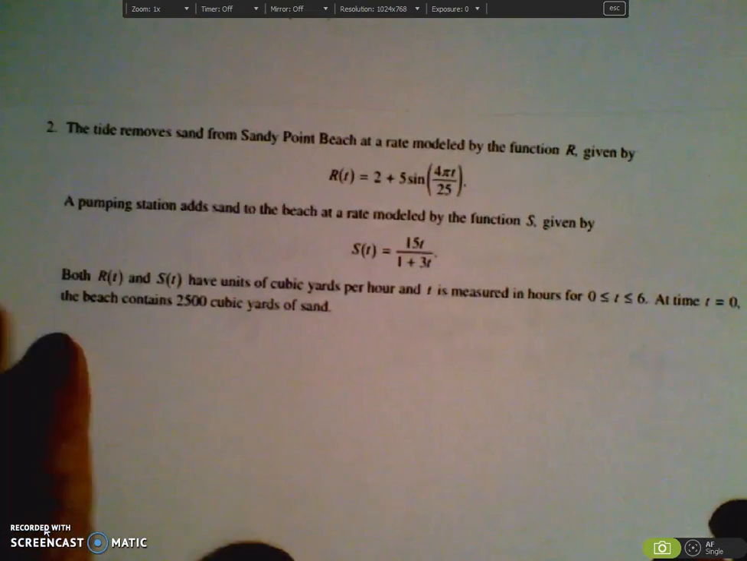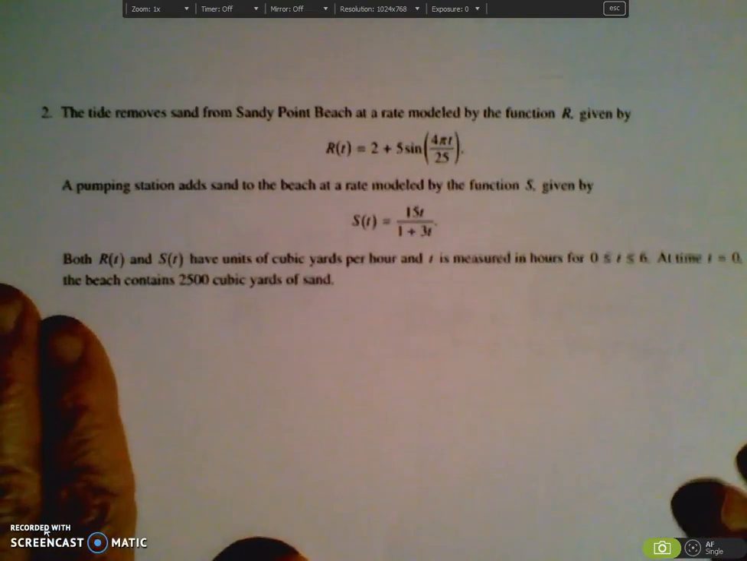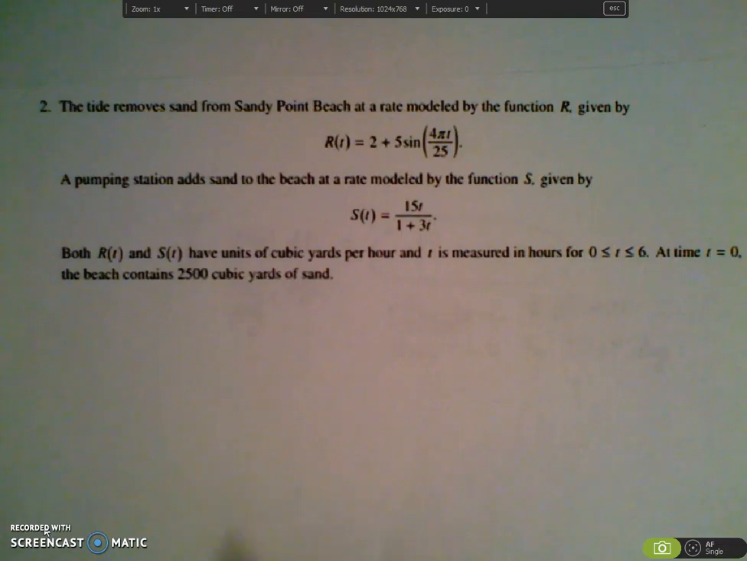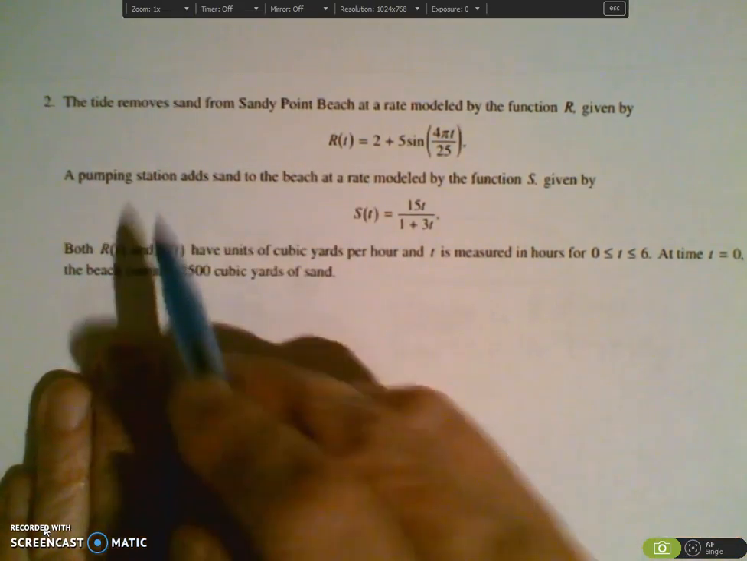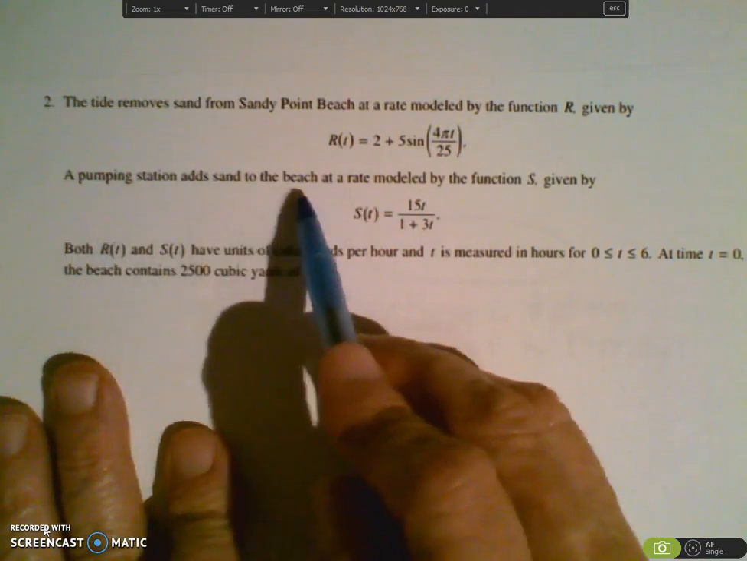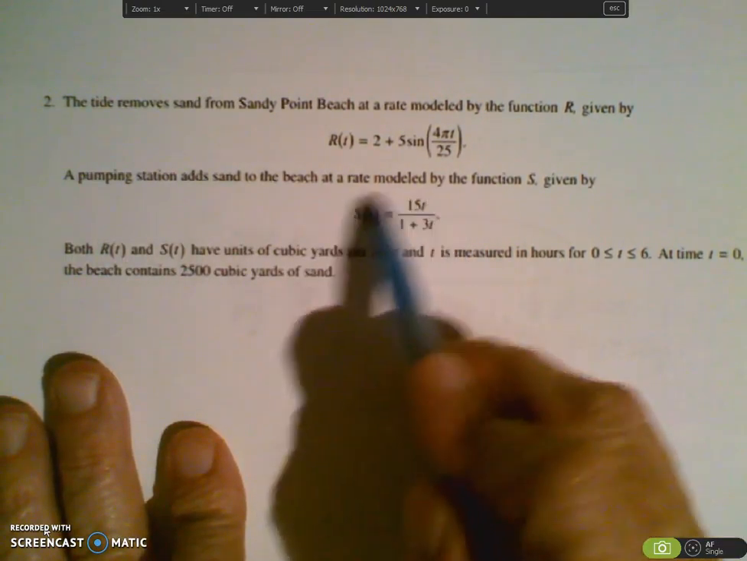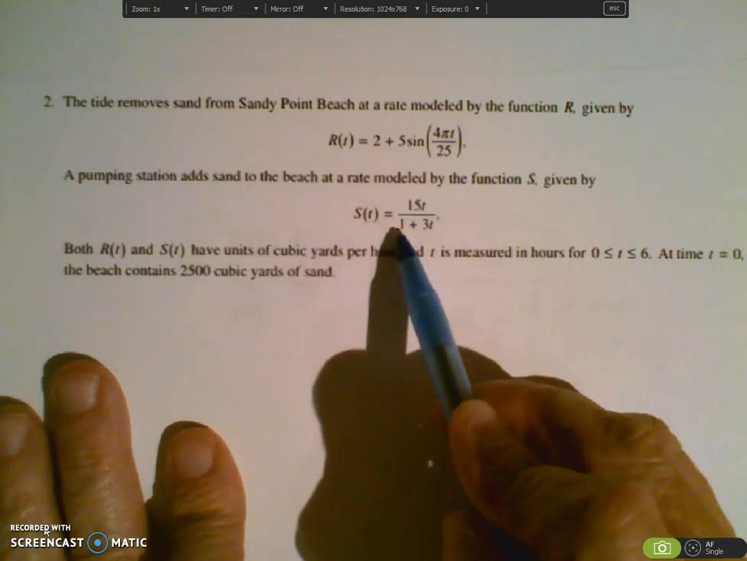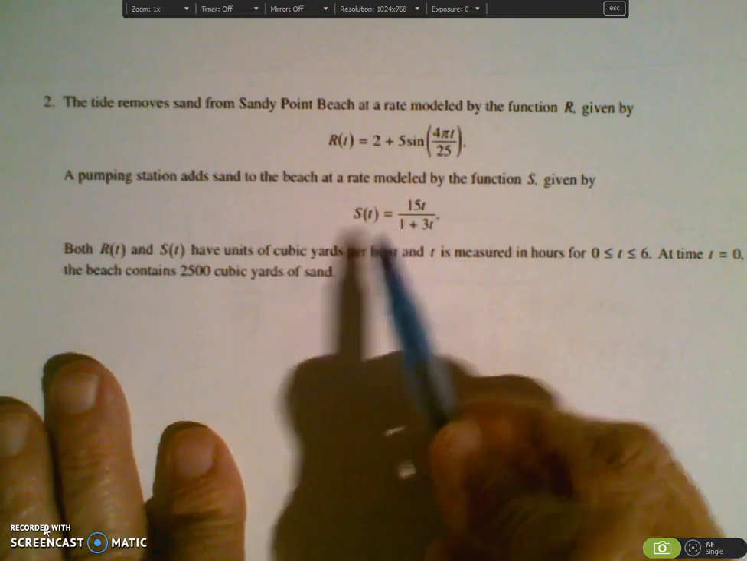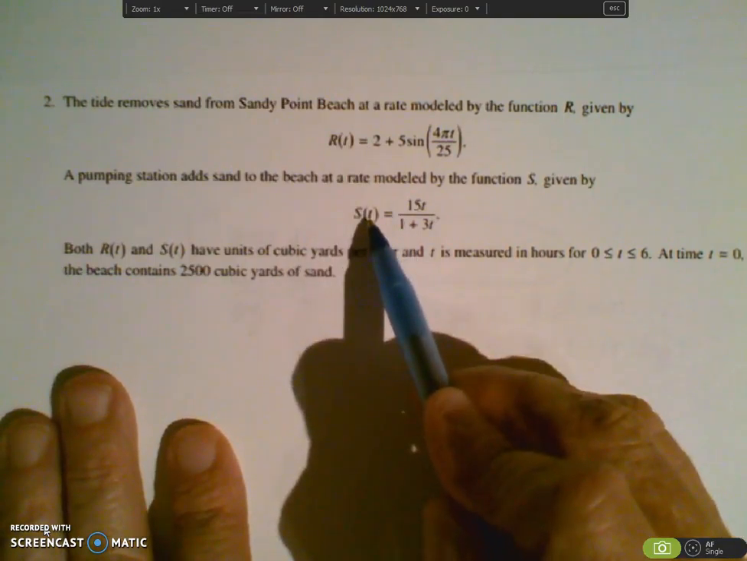In this case, we have two rates that we're going to be dealing with. The tide removes sand from Sandy Point Beach at a rate modeled by this function. So this is the rate that sand is removed. And simultaneously, a pumping station adds sand to the beach at a rate modeled by this function. So we have sand being removed and also sand being added. Remember that these are both rates.